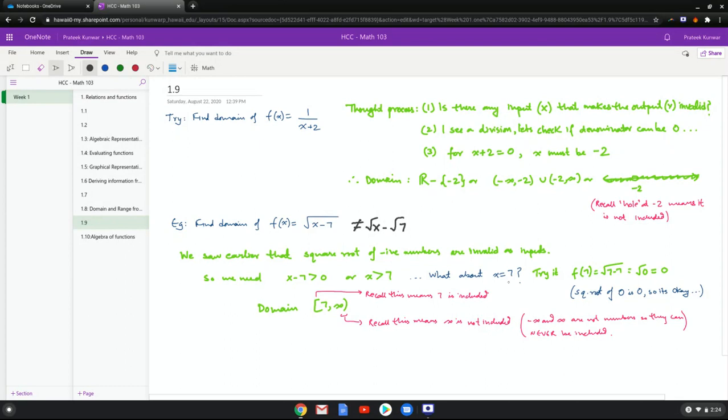What about x equals 7? Well, 7 minus 7 is 0. The square root of 0 is 0, which is okay, because 0 squared is 0. So the domain is going to include the 7, but not include infinity. In general, we never include negative infinity and infinity because they're not really numbers, so they cannot be included. It's just a concept. That's the end of that, and you have one last video for this week, which is going to talk about algebra of functions. That's coming up next.